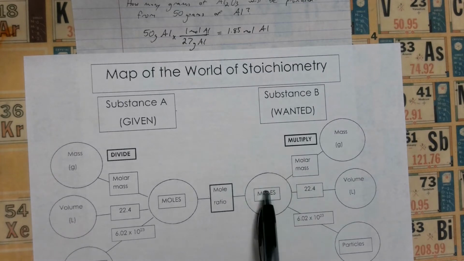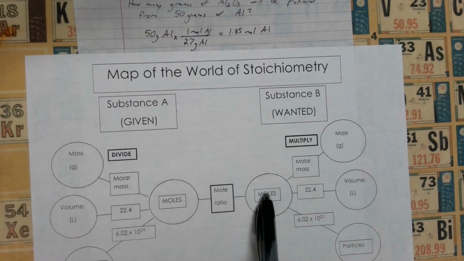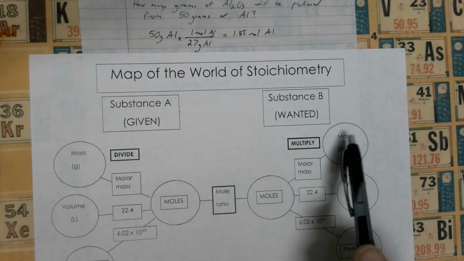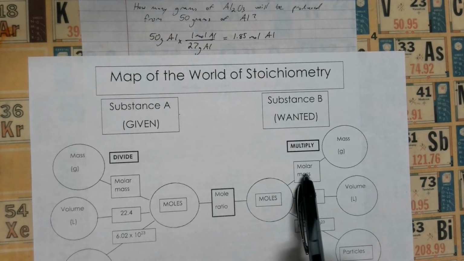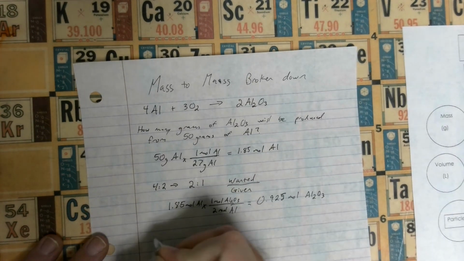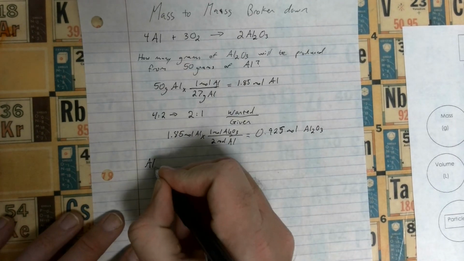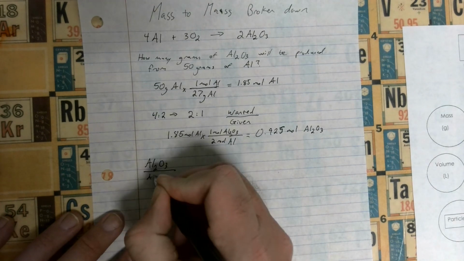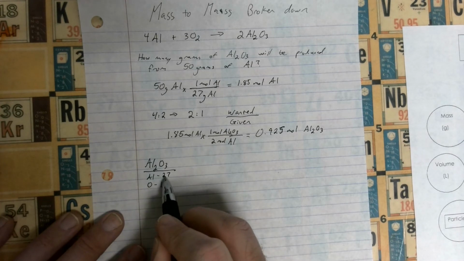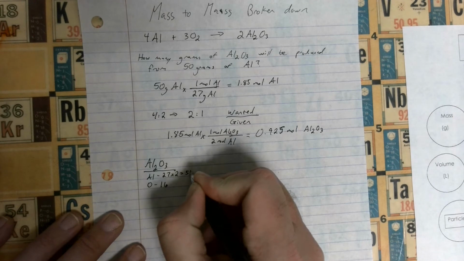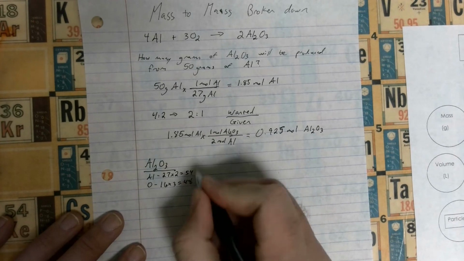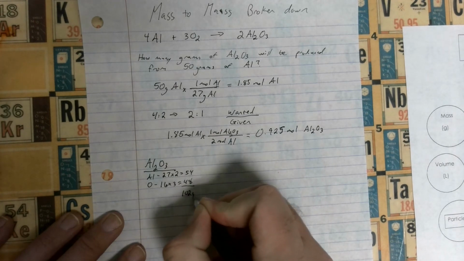Now I'm here at the moles of my Al2O3, moles of the wanted. I'm trying to go to grams of the wanted using the molar mass of my wanted this time. So the molar mass of the wanted is Al2O3. This is where you are going to need to multiply. The molar mass of aluminum is 27. We have 2 of them, so that equals 54. We have 3 oxygens, which is 48. Add them up, that's 102 grams per mole.